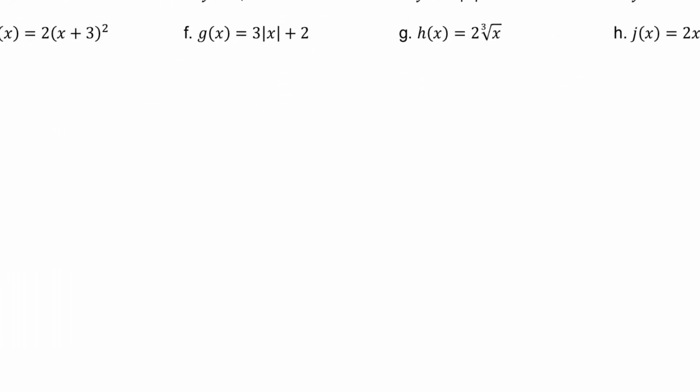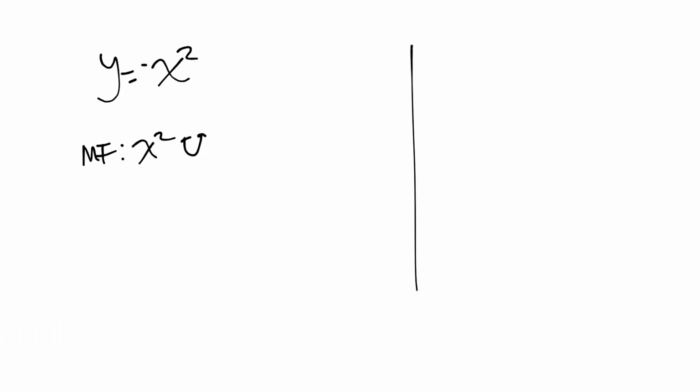y equals negative x squared. So if we're graphing y equals negative x squared, you should recognize that the mother function is x squared, which is a parabola that looks like that. So we are graphing negative x squared, which means it's going to look exactly like the parabola of y equals x squared, except it is flipped upside down. Anytime you have a negative out front of the function, in front of everything, it flips it upside down.